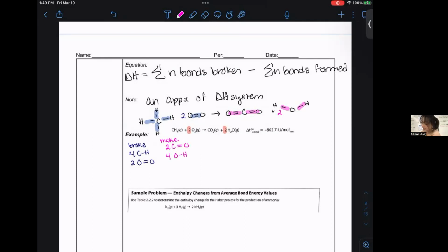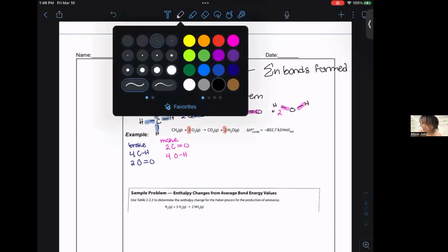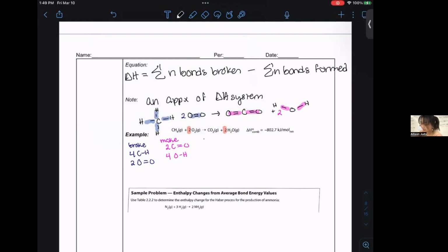And now I do my math and I say, okay, my enthalpy is going to equal my bonds broken minus my bonds formed, times their molar ratios or their relative stoichiometry. So I would say bonds broken: 4 C-H bonds plus 2 double O bonds values.